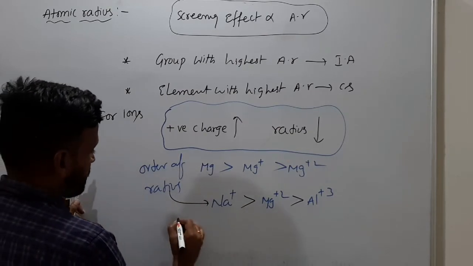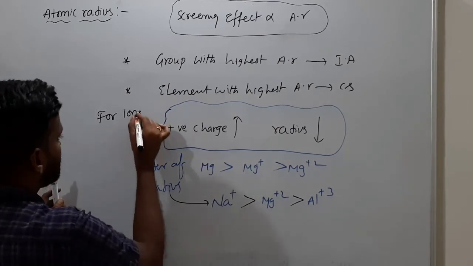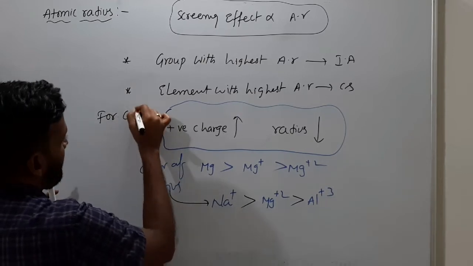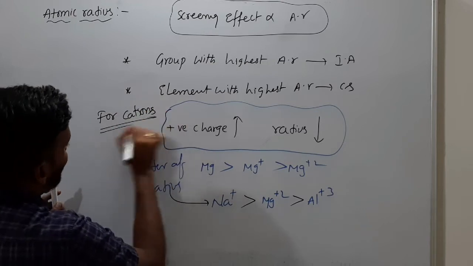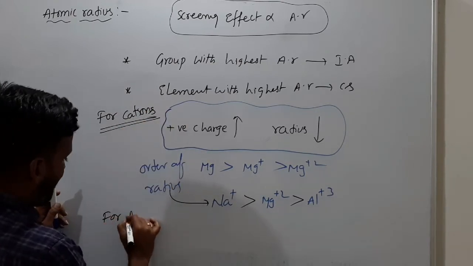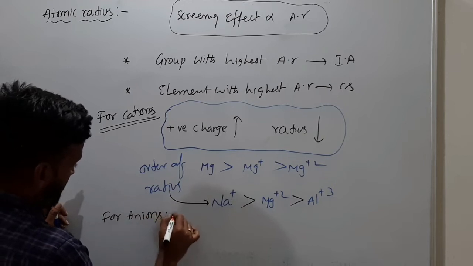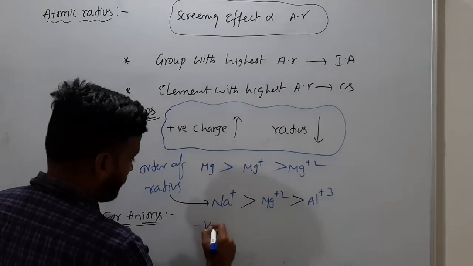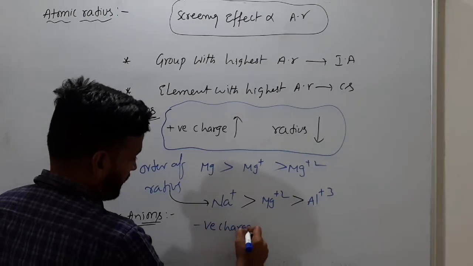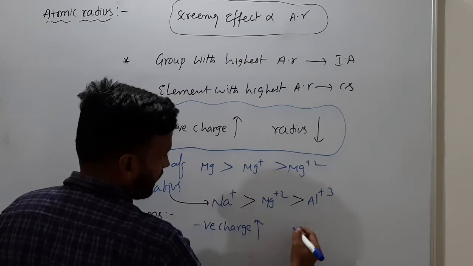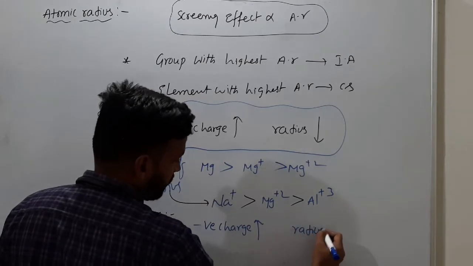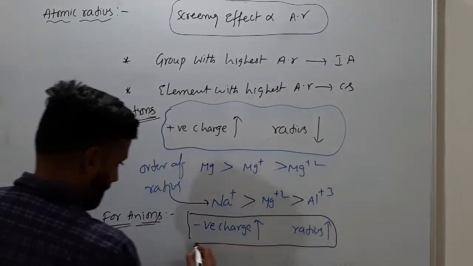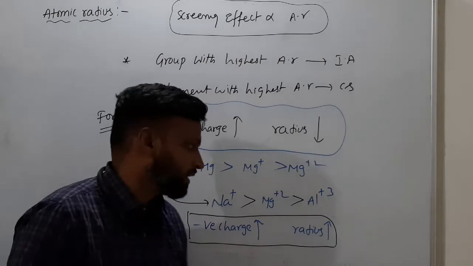Okay. Next thing for ions only. The previous point is actually for cations. Now for anions. For anions, if the negative charge increases, then the radius also increases. This is the most important thing for us. If a negative charge increases, the radius increases.